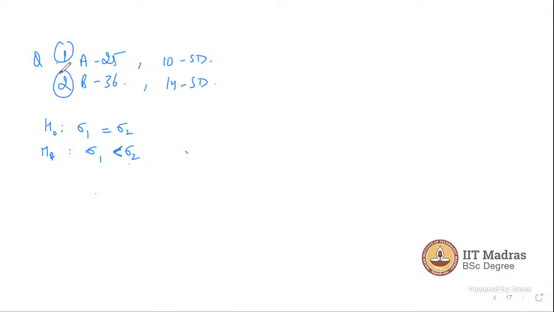Now, these are the standard deviations that have been observed. For class 1 it is 10 and for class 2 it is 14. If I take my test statistic to be, let's say, S1 squared upon S2 squared. Let's say I'm taking S2 squared by S1 squared. If you do it, it should be greater than.